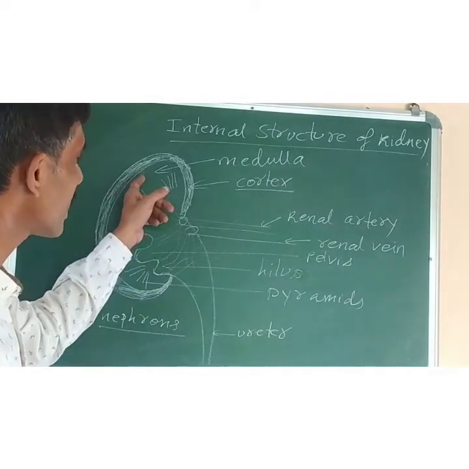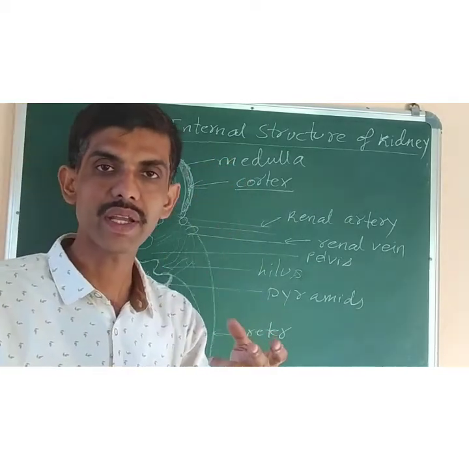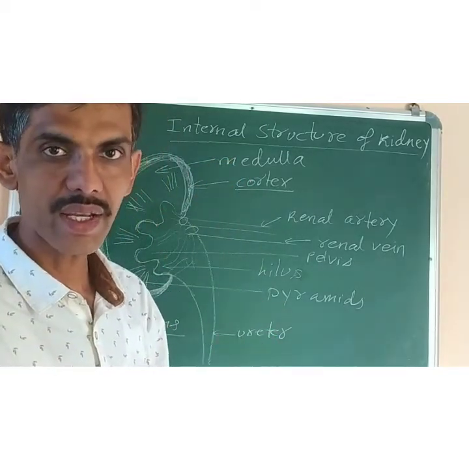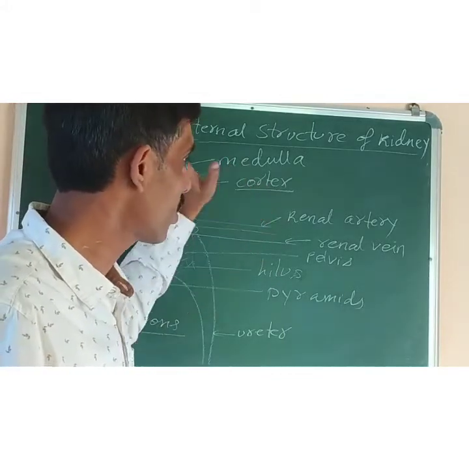Then the inner lighter region is called the medulla. So if asked what are the two regions of the kidney, the outer region which is dark in color is known as the cortex. The inner layer is called the medulla. Okay, cortex and medulla understood.